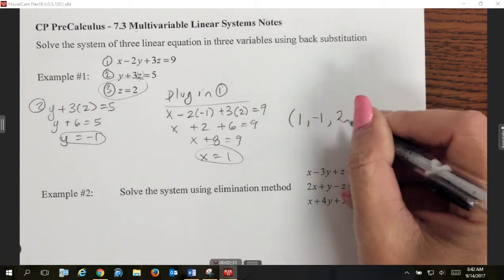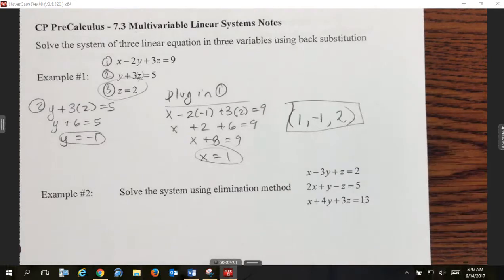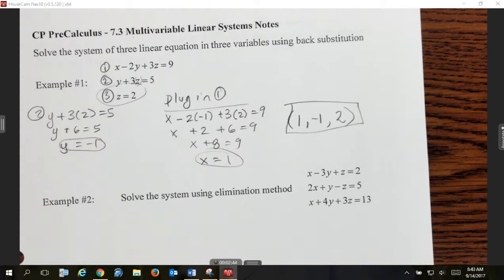You'll see why. But here's my ordered triple, my 1, -1, 2, and we write it in parentheses just like an ordered pair, just x, y, z. That one wasn't too bad. Example 2.